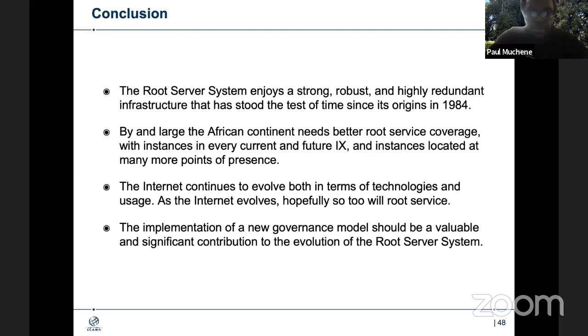And finally, I'd like to mention that we talked about the new governance model. It could be a very valuable and significant contribution to the evolution of the root server system, because as members of the ICANN community, even if you're not directly involved in the RSSAC or any of the liaisons, you'll be able to get reports and even monitor the performance of the root server system as a whole, and maybe seek out changes that will be of importance to the community. So those are just my concluding points in a nutshell.